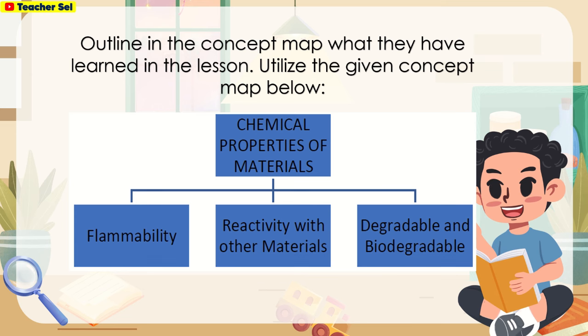Outline in the concept map what you have learned in the lesson. Utilize the given concept map below. Under chemical properties of materials, we have flammability, reactivity with other materials, and degradable and biodegradable.